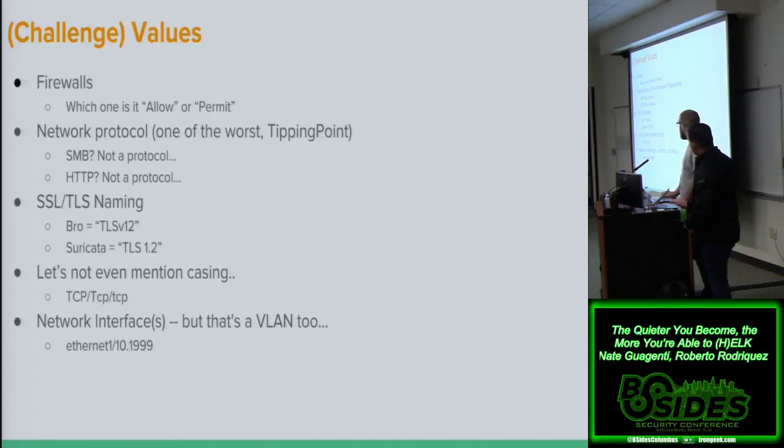SSL TLS naming, is it a space, is it a dot, who knows, right? But why should you not be able to go from a Bro SSL log to a Suricata or some other device's SSL log? Casing, and then again, network devices are some of the worst. There's a VLAN down in the bottom, right? 1999 is a VLAN, so just don't throw an interface right into your logs.